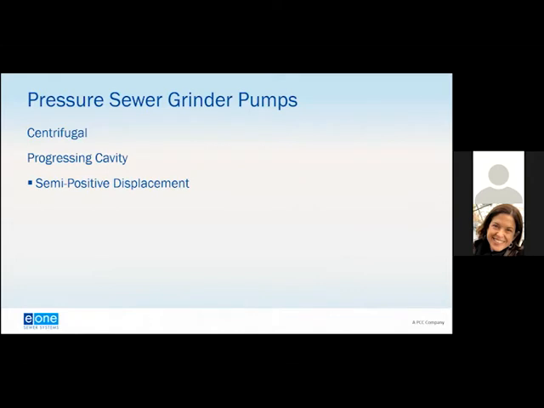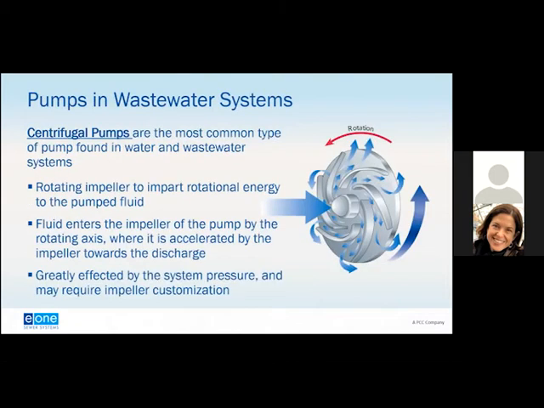So going back to pressure sewer systems specifically now, you have two types of pumps that are used in low pressure sewer systems: centrifugal pumps and progressive cavity pumps. In our case, it is a semi-positive displacement pump. Centrifugal pumps are the most common type of pump found in water and wastewater systems. And how these work is the liquid enters the rotating impeller, and this imparts rotational energy to the pumped fluid. The fluid enters the impeller of the pump by the rotating axis, and is accelerated by the impeller towards the discharge of the pump casing, the pump's fluid casing.